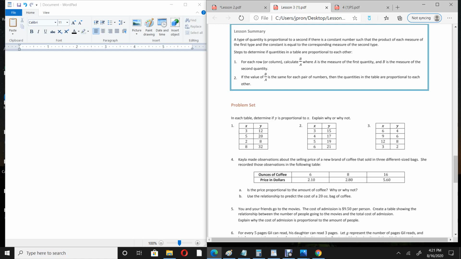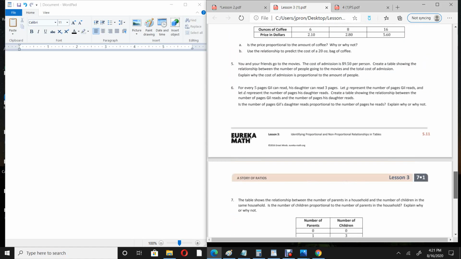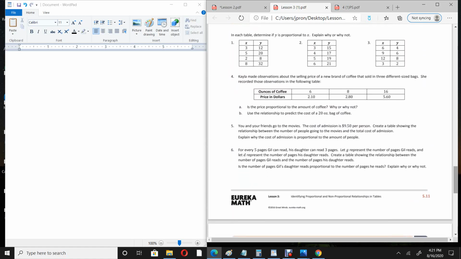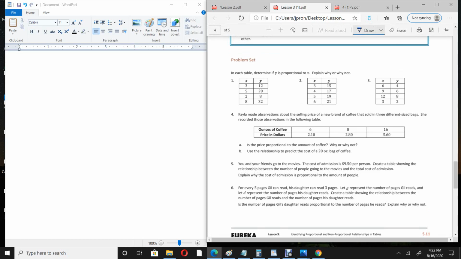All right, so seventh grade, module 1, lesson 3, problem set. I'm going to go through and show you what I will expect from you in all of these. For the most part, most of these are constructive response, but I'm going to make 1 through 3 operational. So for 1 through 3, you do not need to explain why or why not. Just determine if these are proportional.